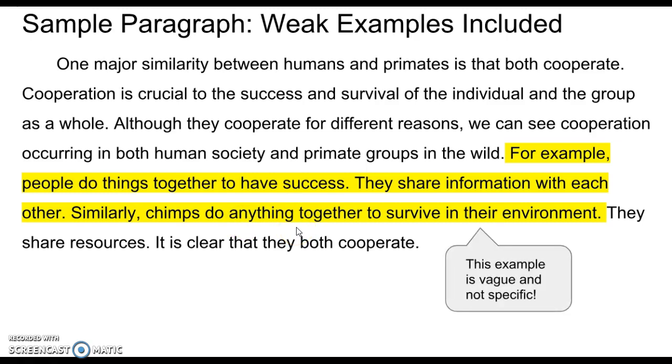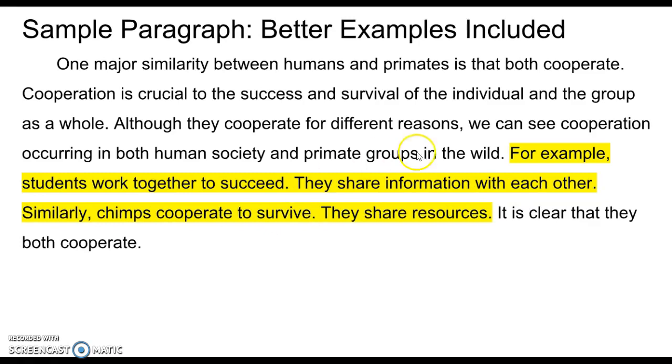Let's look at a better example. Okay, so here the student has written, "For example, students work together to succeed." Okay, so we're a little bit more specific. We went from people to students. They share information with each other. Similarly, chimps cooperate to survive. They share resources. So we do have a little bit more specificity building up in our example.